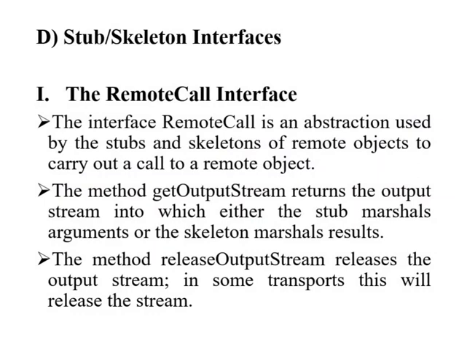The getInputStream method returns the input stream from which the skeleton unmarshals parameters or the stub unmarshals results are obtained. The input stream is released when the releaseInputStream method is called.